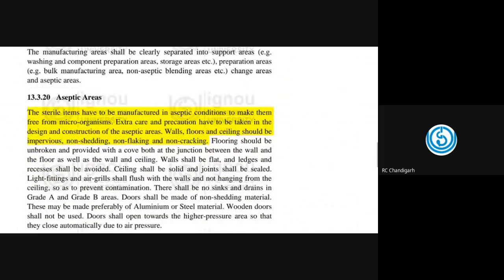Aseptic areas. The sterile items have to be manufactured in aseptic conditions to make them free from microorganisms. Extra care and precautions have to be taken in the design and construction of the aseptic areas. Walls, floors, and ceilings should be impervious, non-shedding, non-flaking, and non-cracking. Flooring should be unbroken and provided with a curve at the junction between the wall and the floor as well as the wall and the ceiling.